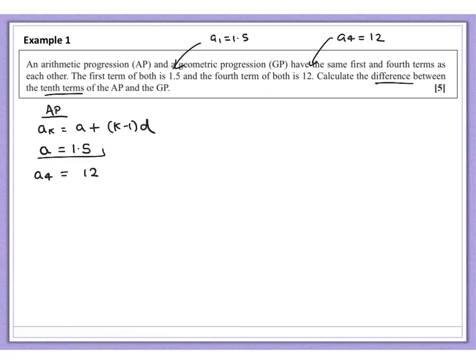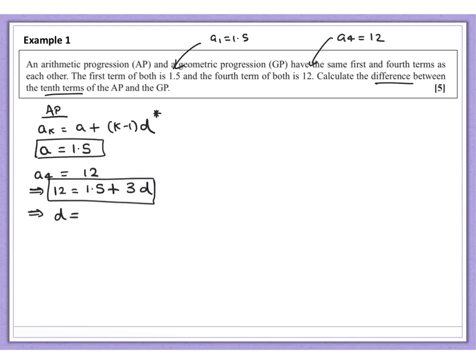So this second piece of information here tells us that 12 is equal to a, which is 1.5, plus (k minus 1, which is 3) multiplied by d. So we can use both pieces of information and this general formula to set up a very simple equation. We can solve this to work out our value of d, which is 3.5, and then we can work out a10 using the general formula again, which is 1.5 plus (k minus 1, so 9) multiplied by d, 3.5, which gives us a value of 33.